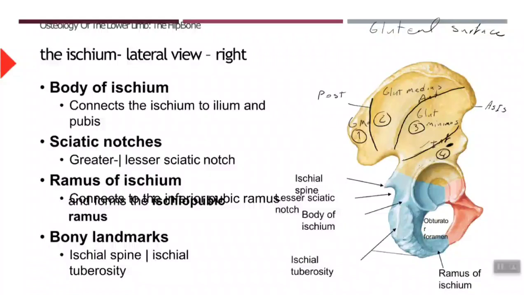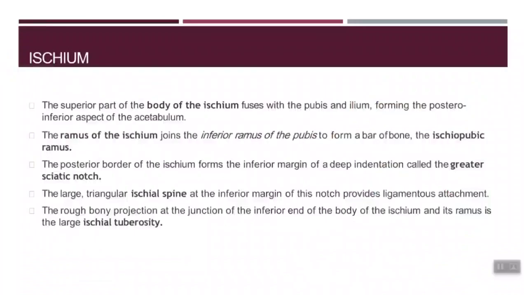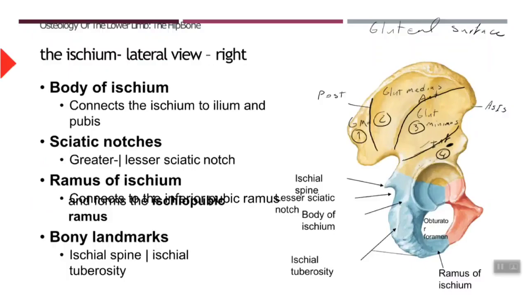The next step, I want to talk about the ischium. The ischium is divided into two parts: the body and the ramus. The ramus of the ischium joins the inferior ramus of the pubis to form a bar of bone, the ischiopubic ramus. You can see that here.